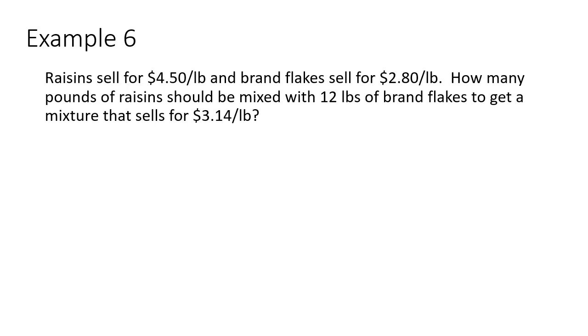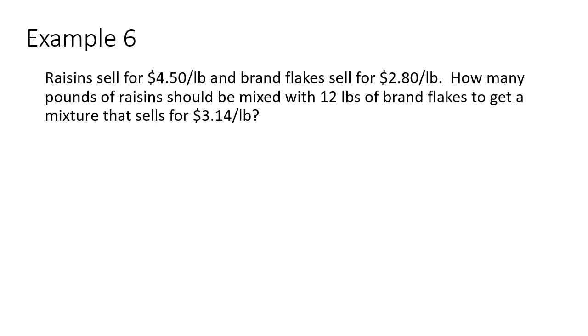So let's take a look at one more mixture problem. This time, instead of dealing with percentages in a solution, we're dealing with dollar amounts, but it's going to work pretty much the same way when all is said and done. So in example 6, we're told that raisins sell for $4.50 a pound, bran flakes sell for $2.80 a pound, and we're asked how many pounds of raisins should be mixed with 12 pounds of bran flakes to get a final mixture of the two that sells for $3.14 a pound.